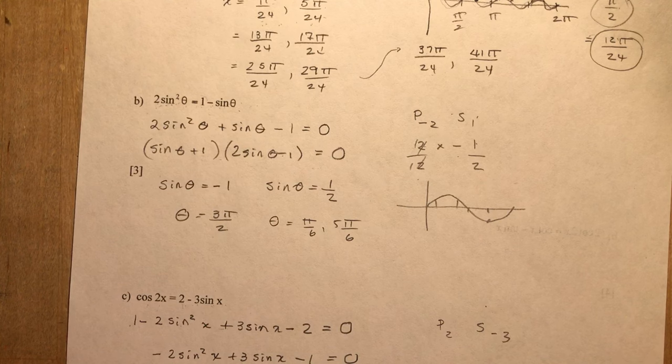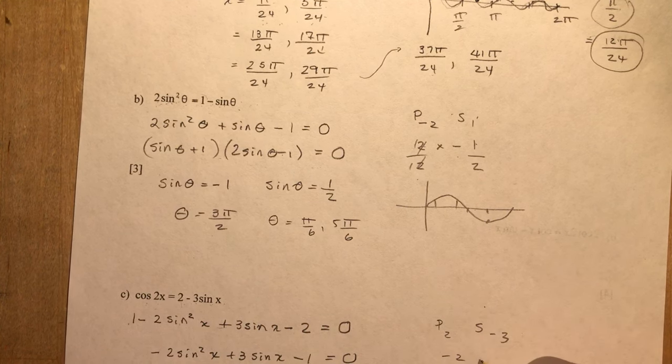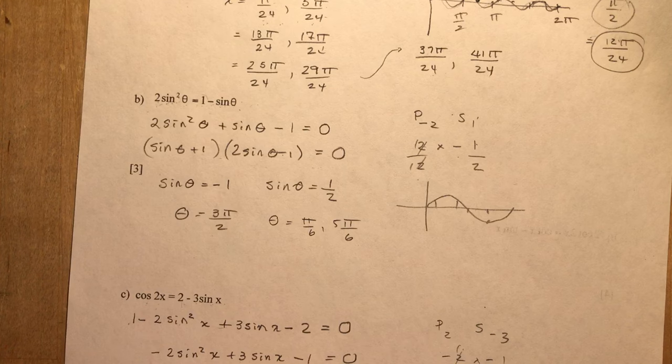The product of 2 and a sum of minus 3 multiplies to 2 and adds to negative 3. Well, that would be minus 2 times negative 1. And I put them over 2 and simplify. So that gives me sine x minus 1, and this one gives me 2 sine x minus 1. So it's almost like the last one.